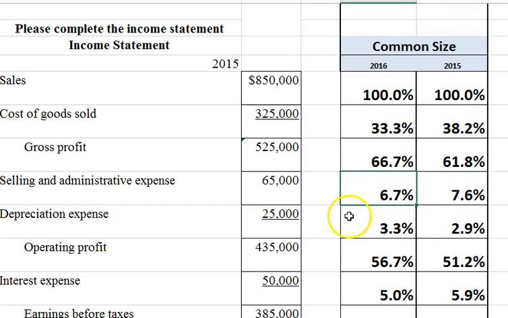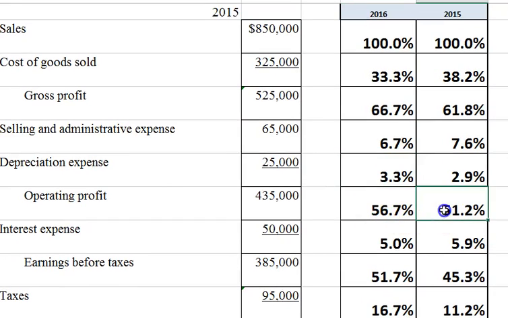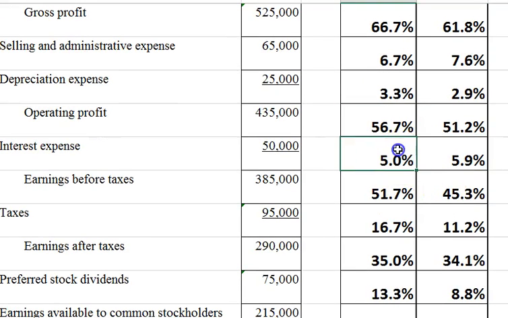Now, depreciation expense went up. That's really not something you need to look at because it's a non-cash charge. We'll explain that in the next chapter. Operating profits went from 51 to 56%. So that's an improvement. Interest expense went down, so that's an improvement. Earnings before tax went up. That's an improvement. Taxes went up. That's not an improvement. So the percentage of taxes went up.